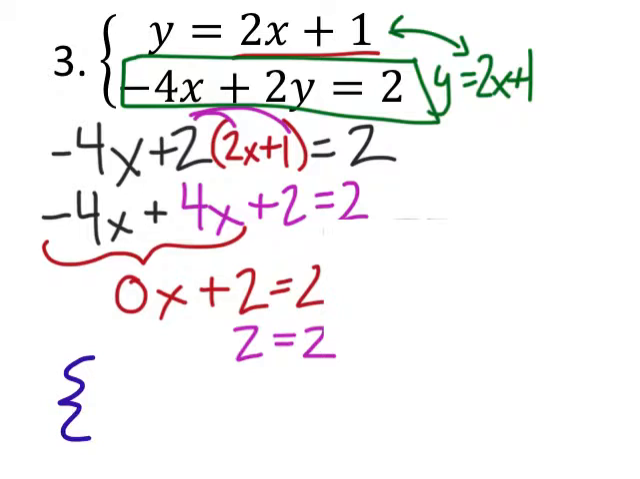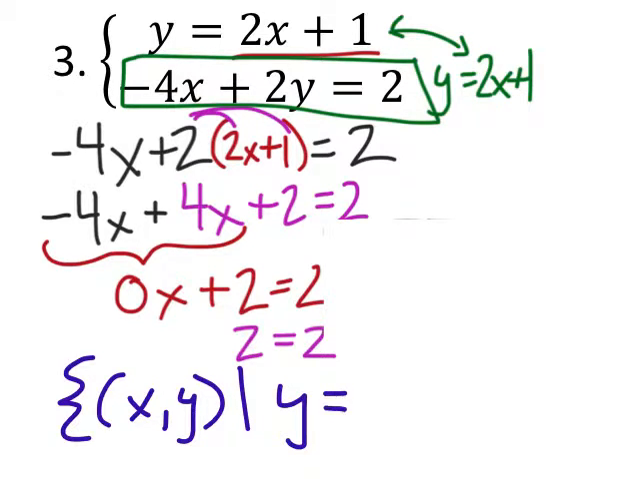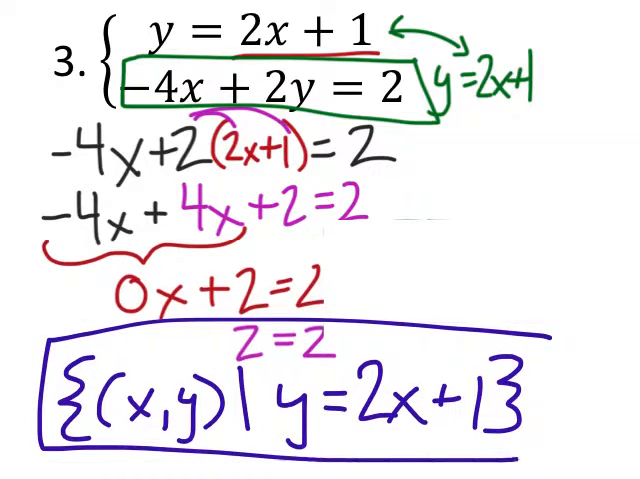So this is a set of solutions where we were using x and y, and then just write one of the two equations. It doesn't matter which one. I'm going to go and write the one that's in slope-intercept form, 2x plus 1, and we're done. This right here is our answer.